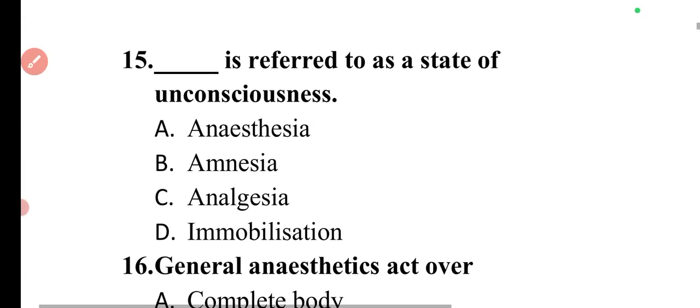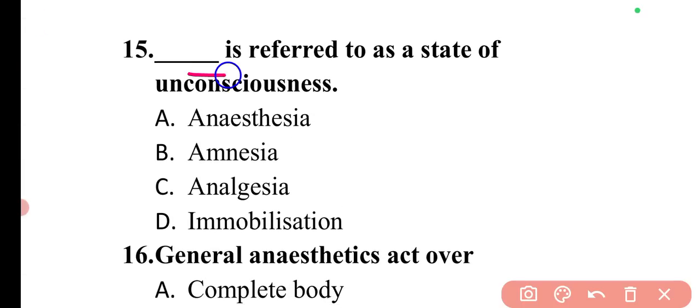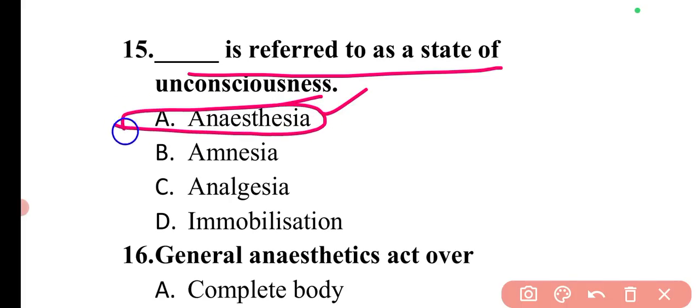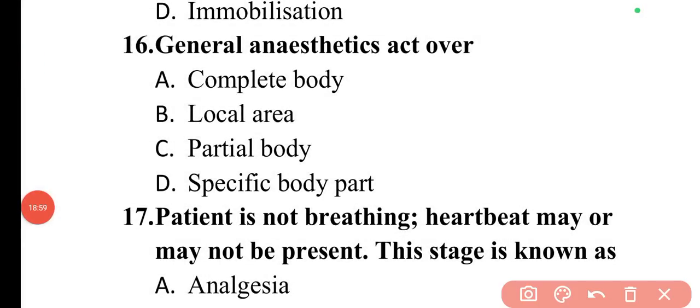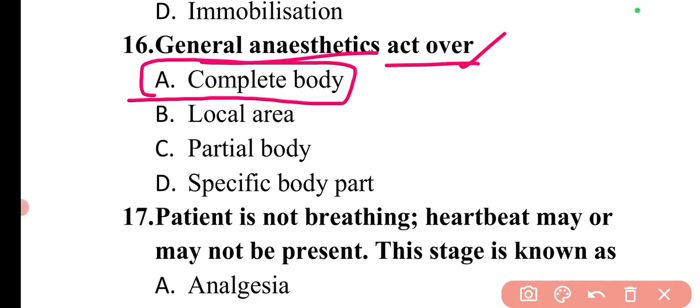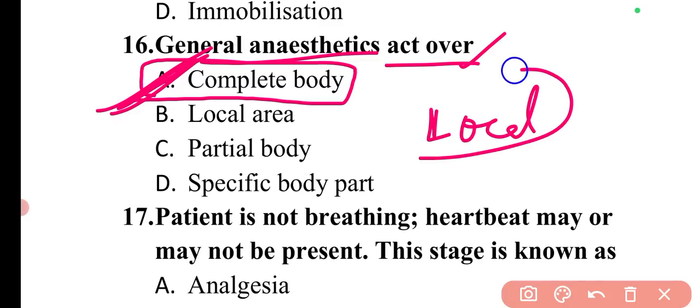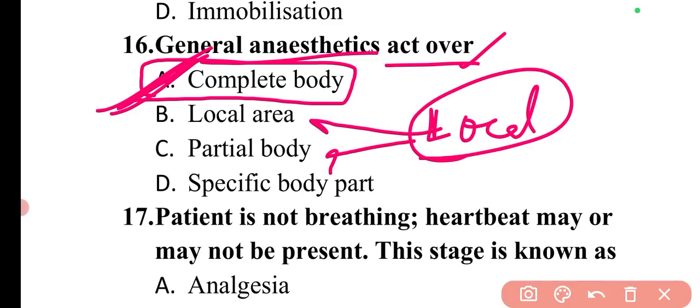Now we can move to the next question. So the question is, dash is referred to as a state of unconsciousness. So a state of unconsciousness is anesthesia. So here option A will be the correct answer. Next question is, general anesthetics act over. So basically the general anesthetic will act on the complete body. So here option A is correct. And the local anesthetic covers only a local area or partial body or a very specific body part.